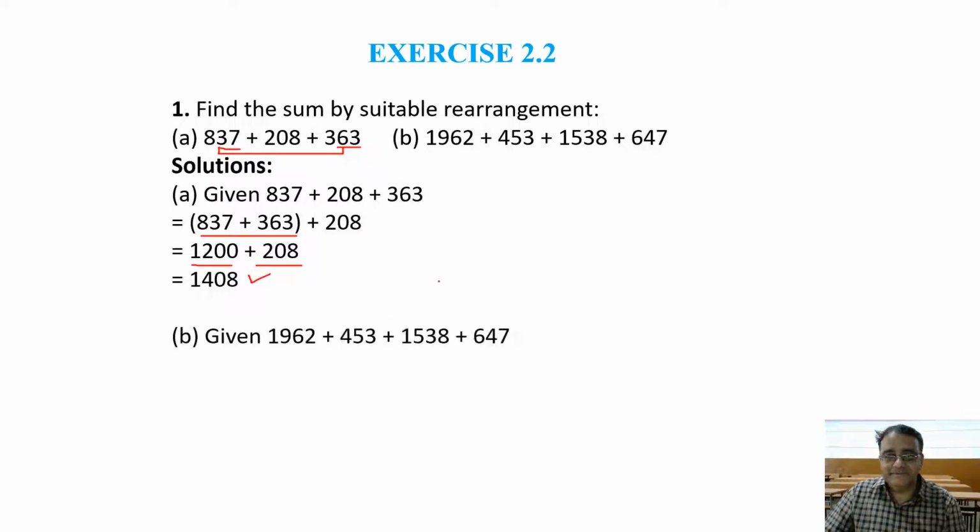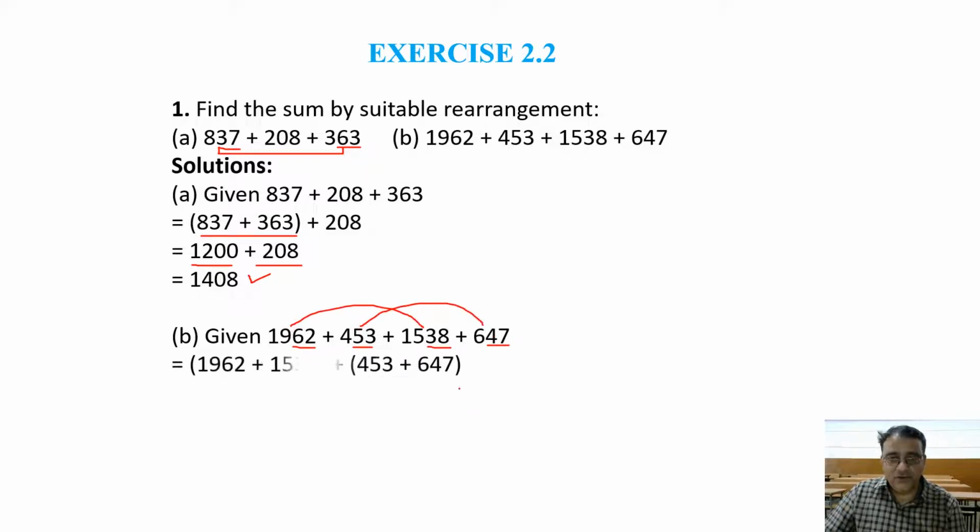Now the next one. See, adding 38 to 62 gives 100, and adding 47 to 53 gives 100. So I am going to pair these two. Okay, we have paired these two. Now if you add these two, 1962 and 1538, we will get 3500, and if you add these you will get 1100. Now adding these two is very easy: 4600. So this is the final answer.